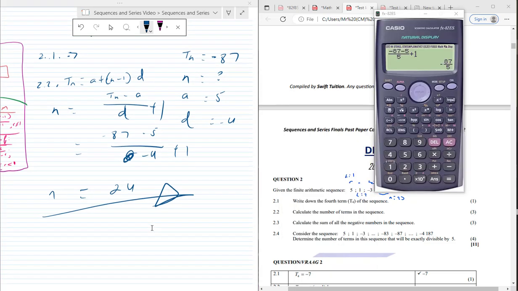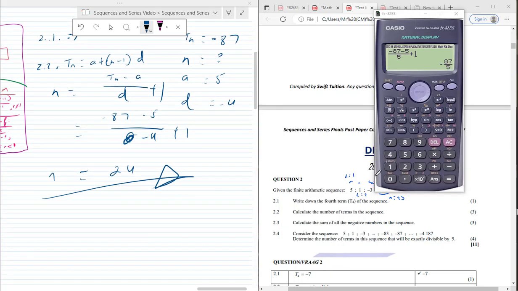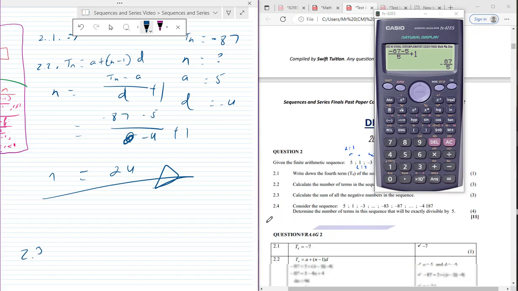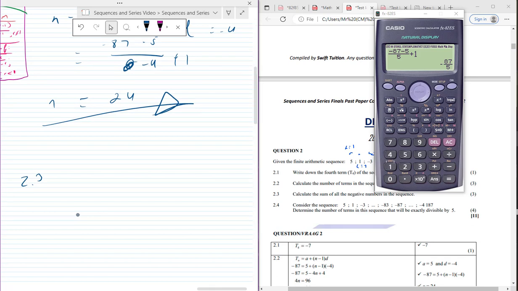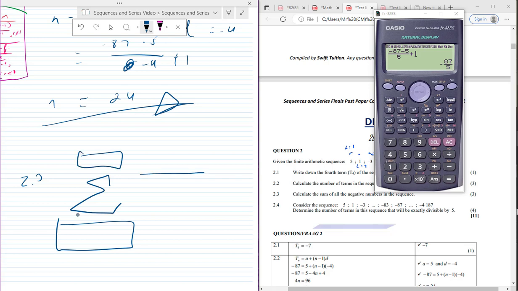Now 2.3 asks us to calculate the sum of all the negative numbers in the sequence. Now what I want you to try and do for yourself first is to pause this video and to try and write this in this expression. What do you write here, what do you put here, and what do you put here? Try and do that first and then I will explain.